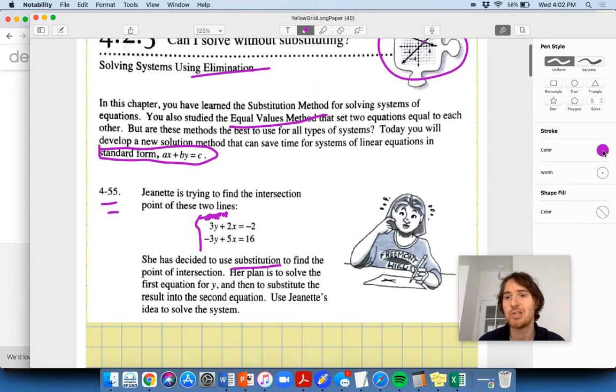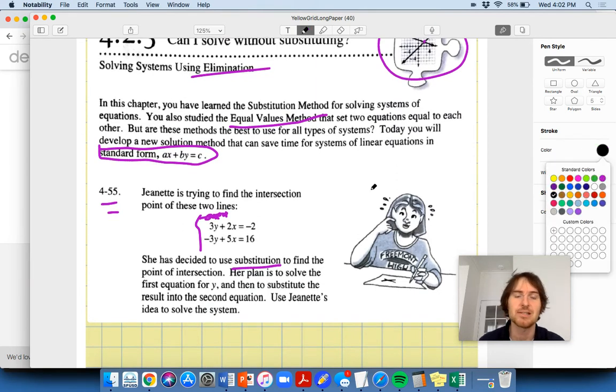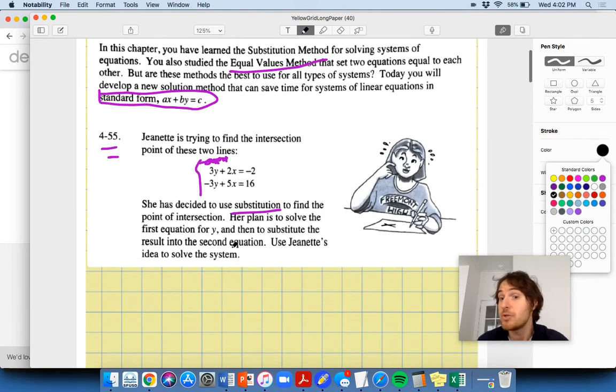Just to show you how messy substitution is here, and to show you that you could use substitution to solve this, let's actually use substitution. Her plan is to solve the first equation for y, and then to substitute the result into the second equation. Use Jeanette's idea to solve the system. Okay, so let's bring this down here.